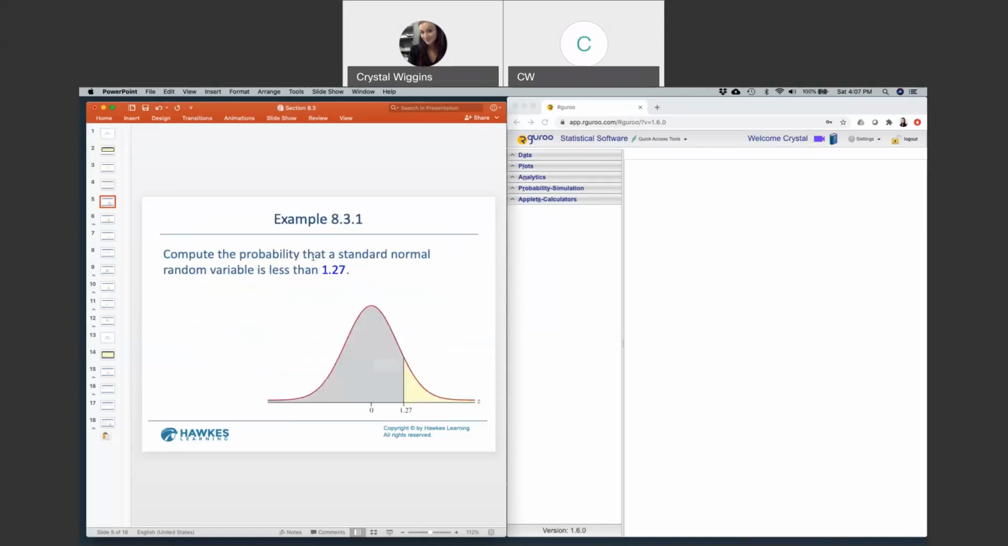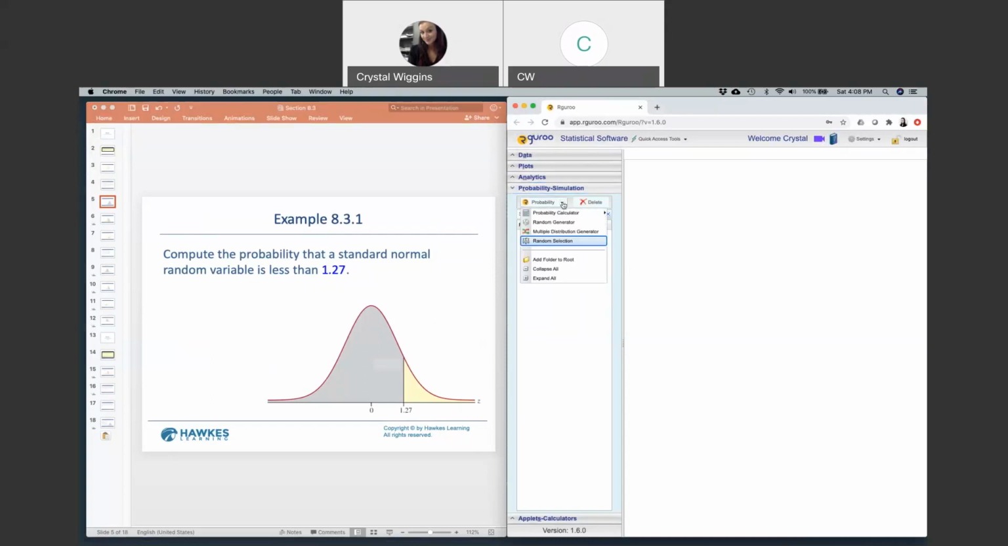Now, first example, let's compute the probability that the standard normal variable is less than 1.27. And since we have a bunch of computational examples, I decided to do a side-by-side instead of switching back and forth. So in our Rguroo, we would go to our probability calculator, go to probability, and our probability calculator, but this time we are talking about continuous data.